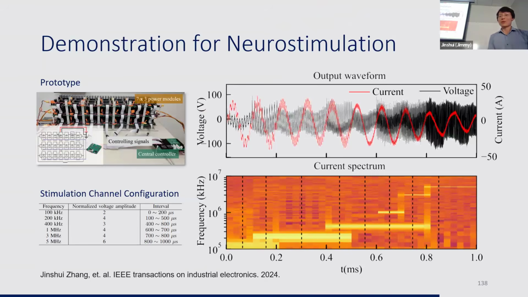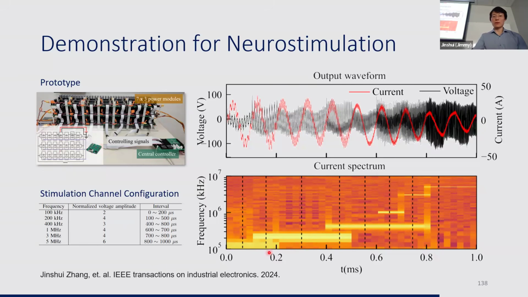And with this design, we can generate the multi-channel stimulation we wanted. Here is an example. On the right side, we have the waveform of the voltage and current, and the bottom is the current spectrum over time. Its x-axis is the time, and y-axis is the frequency channel. And the color here corresponds to the intensity of the frequency components. The brighter it is, the more intensity it has.